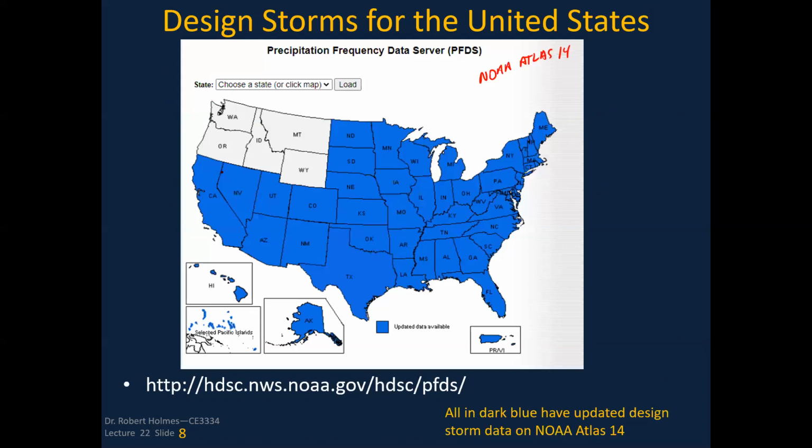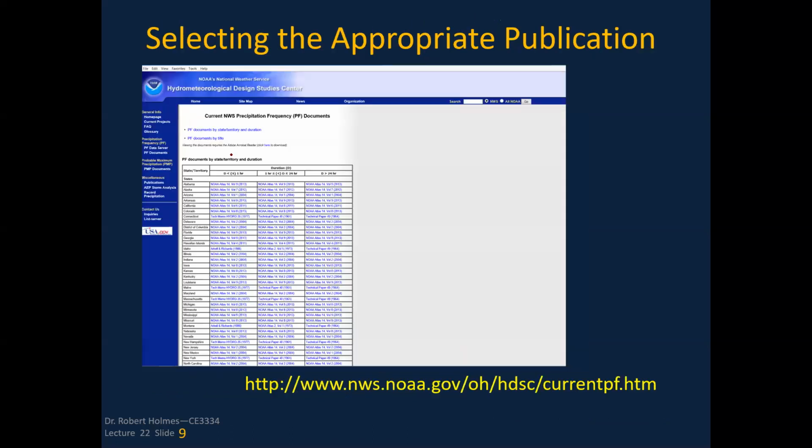You can see the only states that don't have NOAA Atlas 14 are those in the Pacific Northwest. And you can actually look here and see, by state, this is my duration. So these are less than an hour. This is hour to 24 hours. You see most of these, like Alabama, they're all NOAA Atlas 14.